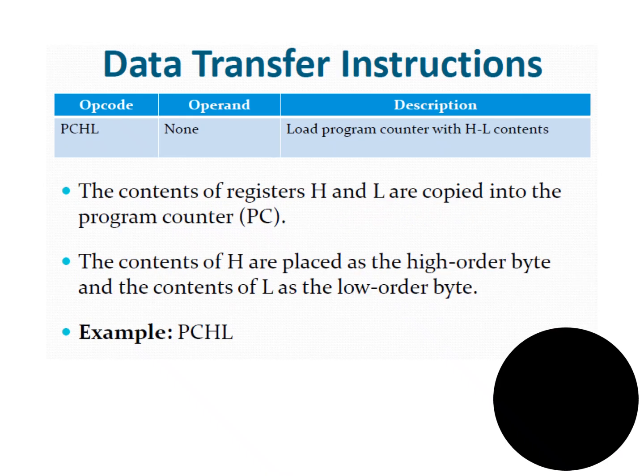And PCHL means the content of the HL register pair is copied to the program counter. Which means the microprocessor will be loading the next instruction which is pointed to by the program counter. Okay, so that is what this is.